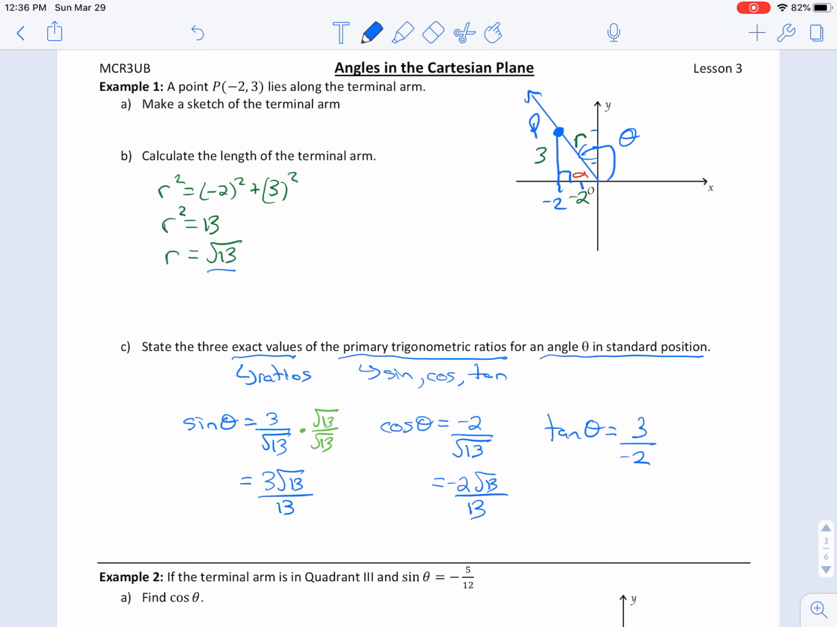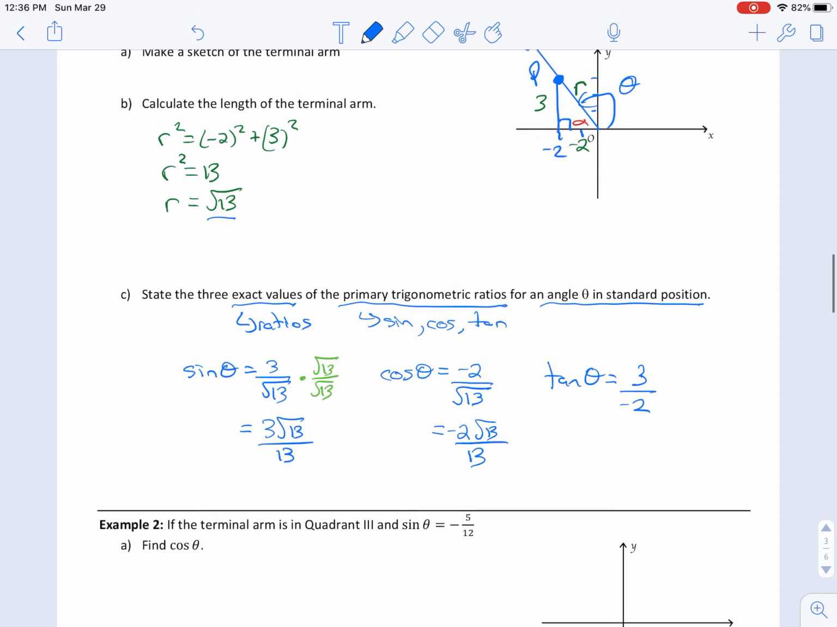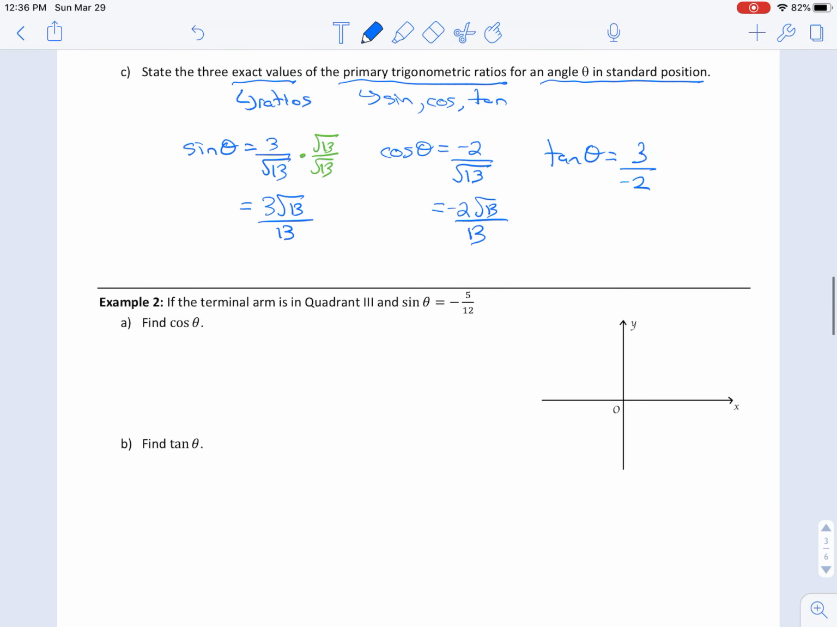And that's really what they're asking for, which is kind of a departure from what we've seen before, where we've always tried to solve for theta. In this case, they just want the ratios. They could have sometimes asked you for what theta is, and we could easily do that by using the inverse function of sine, cos, or tan.